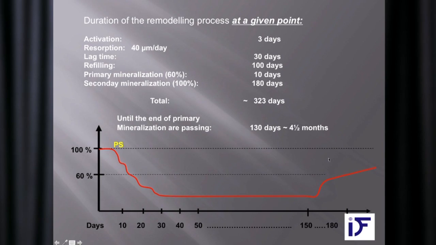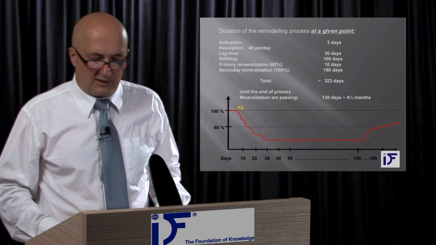The primary mineralization starts around half a year after this activation of the osteons, and we can see a secondary mineralization another 180 days later. So after this primary mineralization has taken place, then we see more mineralization for approximately another half a year or even longer. This can even take up to 2 years.